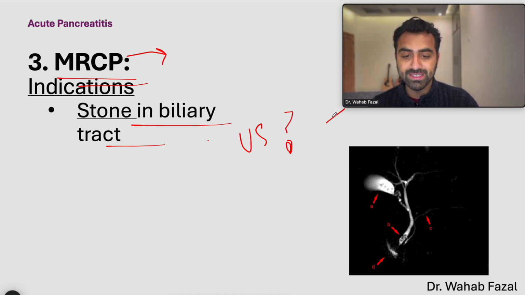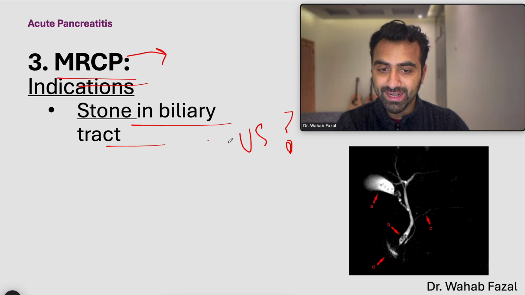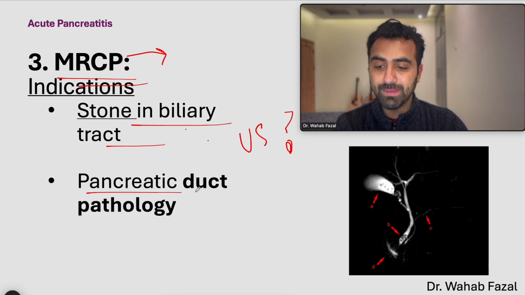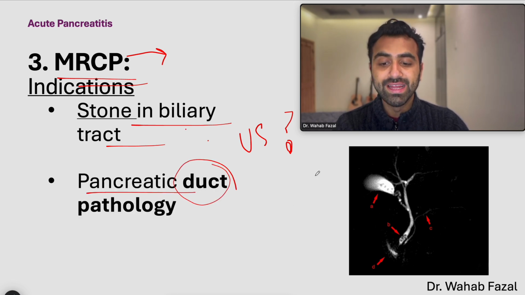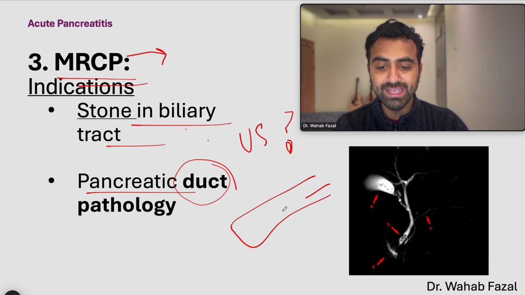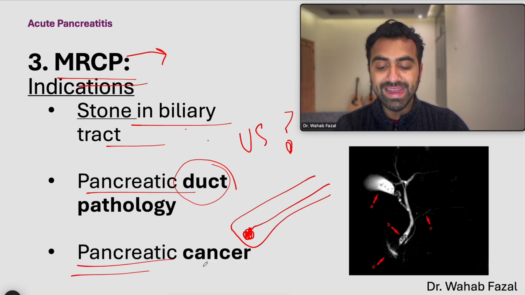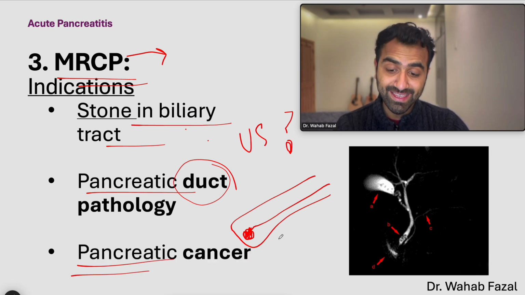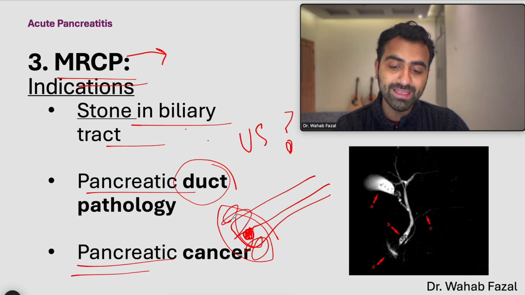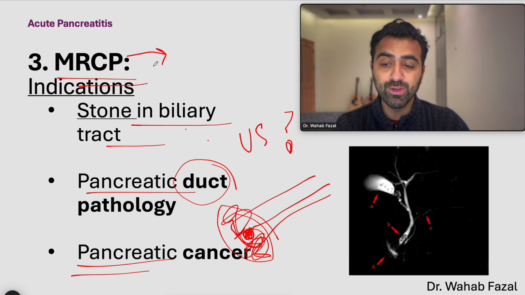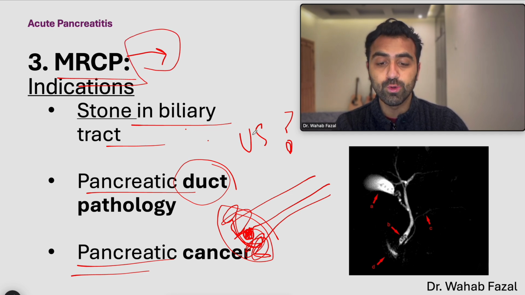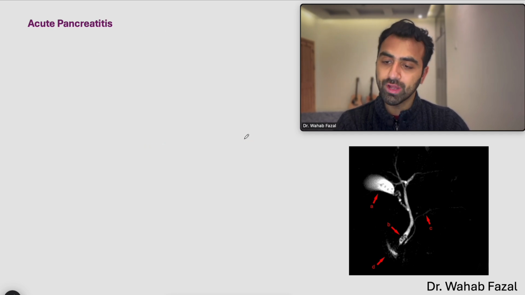Just remember MRCP. What are the other indications? Well, you can also remember pancreatic duct pathology. There might be something wrong with the duct itself of the pancreas, which is causing pancreatitis or autodigestion to happen here. What else can be happening? Pancreatic cancer. Remember, there might be a tumor blocking this place, which could be causing recurrent pancreatitis in this patient. And we usually do this for recurrent pancreatitis. That's when we do magnetic resonance cholangiopancreatography.